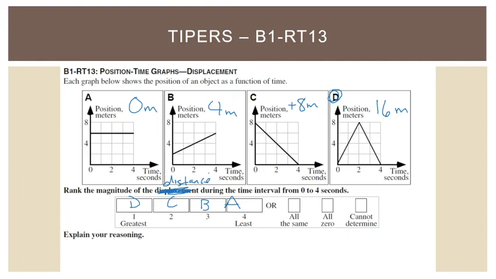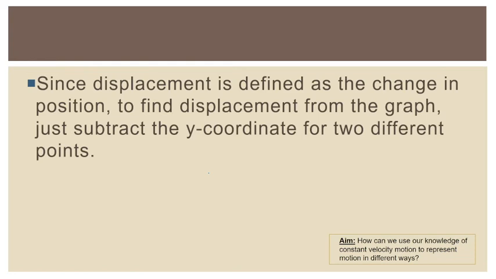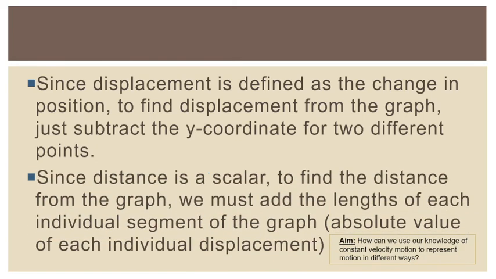So let's just say 2 quick things about this graph. First, since displacement is defined as the change in position, to find displacement from the graph, you just subtract the y-coordinates for 2 different points, really 2 different times. Displacement is defined as the change in position. So you just subtract final and initial position, piece of cake. Distance, on the other hand, is a scalar. So to find the distance from the graph, we have to add the lengths of each individual segment of the graph. Or in other words, the absolute value of each individual displacement.